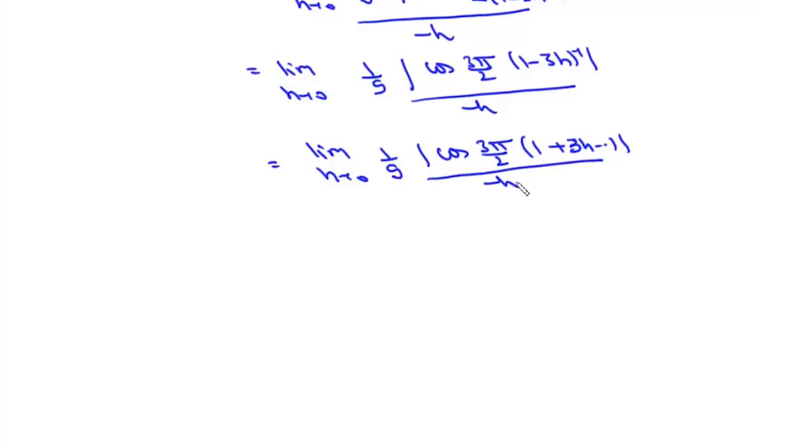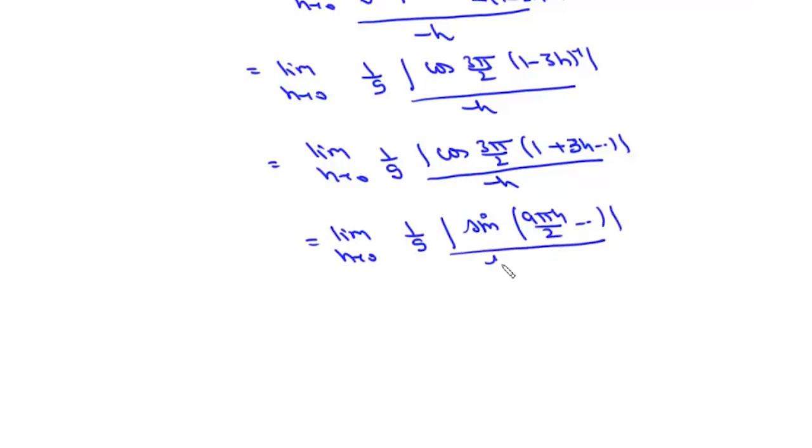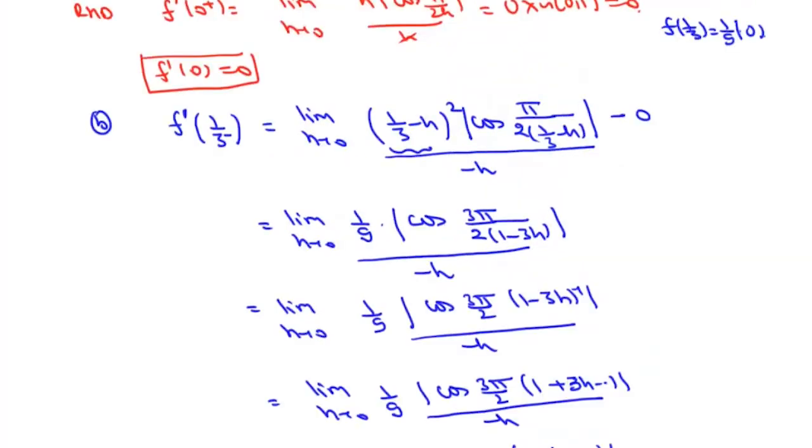Now cos(3 pi by 2 plus theta) is sin theta, so it will be this limit h tends to 0, 1 by 9 and sin(9 pi h by 2 and higher powers) upon minus h. So basically f'(1/3) negative is minus pi by 2. Now we look at its right hand derivative.